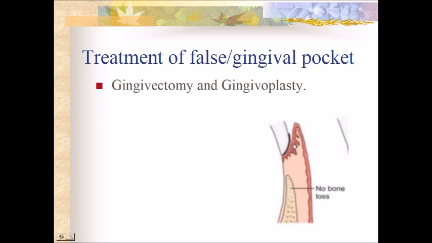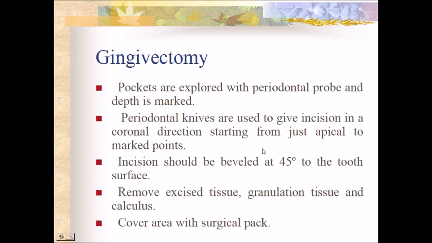The pocket is formed by the growth of gingival tissues, and the underlying connective tissue loss is not there. It is still intact. So what can we do? We can get rid of the gingiva. This is known as gingivectomy. It is the removal of the gingival part.